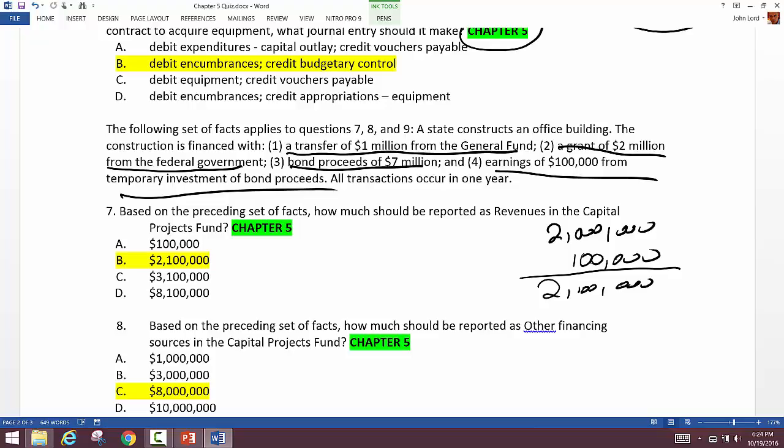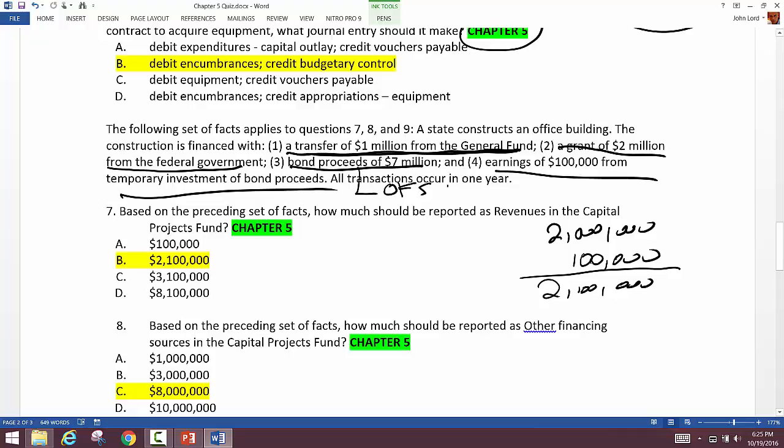Now, how about the bond proceeds? What is that? Good, that's going to be another financing source, right? Long-term debt financing. How about this money that came in? We got $2 million from the federal government, which is a revenue. Where's this other one that came in? Transfer from the general fund of $1 million. How do you want to treat that one? Transfer in from the general fund. That's also another financing source.